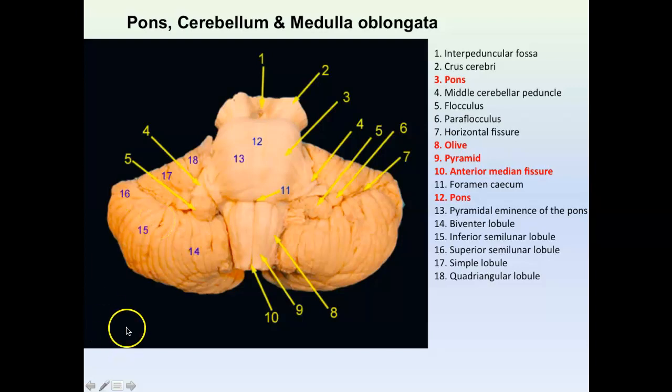Now lastly, we talk about the medulla oblongata. This is right here. This is the most inferior, or most caudal, portion of our brainstem. It doesn't look like much, but it has a lot of jobs. So let's begin with the structures.